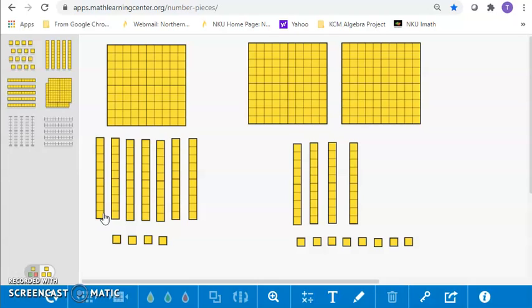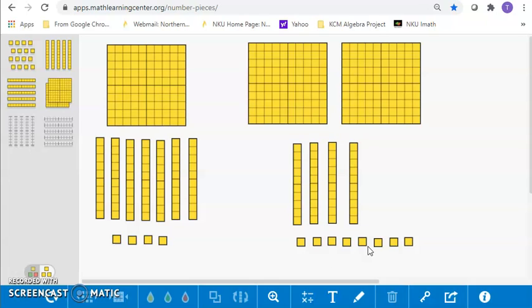I've got 100, which is 1 flat, 7 longs, and 4 ones. And the second number, 200, so 2 flats, 40, so 4 longs, and 8 ones.